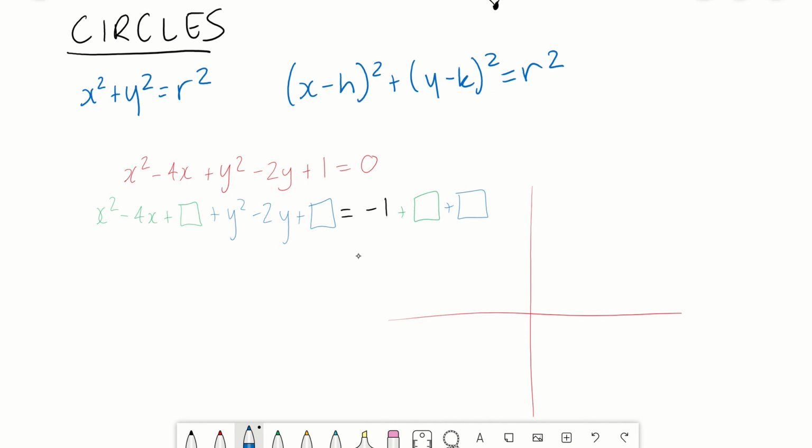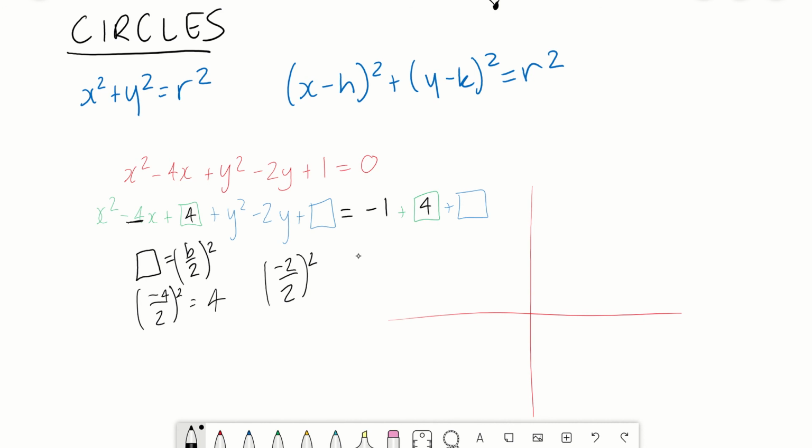Now, what is box? Box is equal to (b on 2) all squared. So b is that middle number there. So (negative 4 on 2) all squared gives me 4. Put a 4, put a 4. And the other one, (negative 2 on 2) all squared gives me 1. Put a 1. Now by doing that, this is where a few people made a mistake. Now by doing that, I can create this formula.